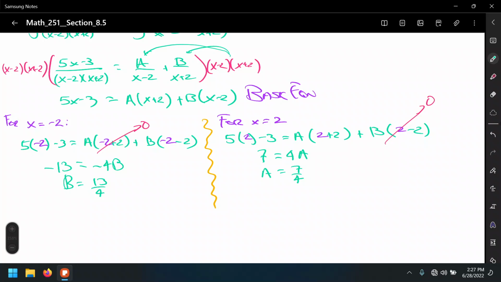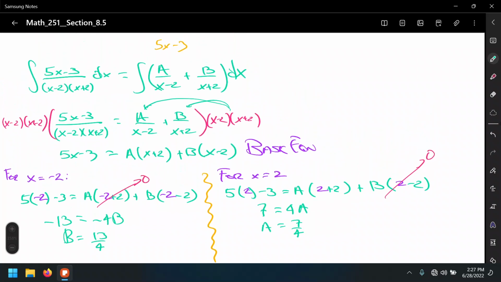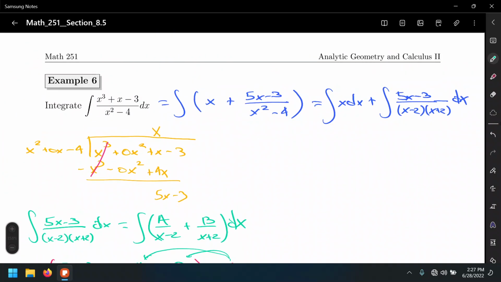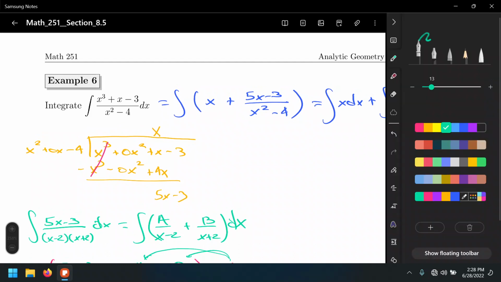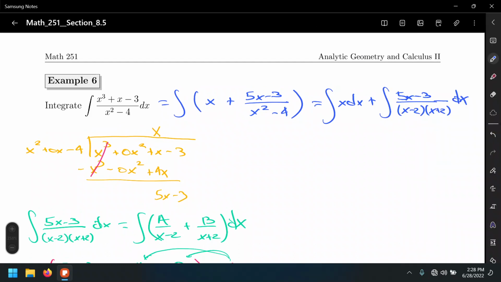And we may go back to the original integral. We just found these two values of a and b. Okay, so we split this integral into the integral of x dx plus, what was a? A was supposed to be 7/4. And b, which is 13/4.